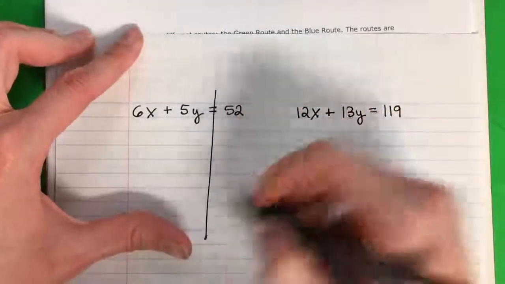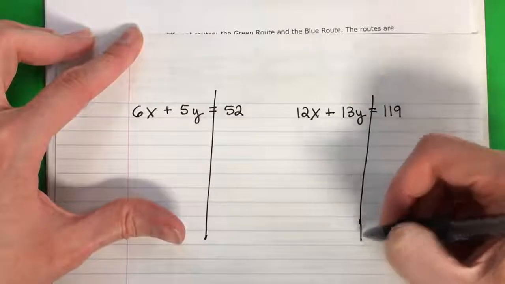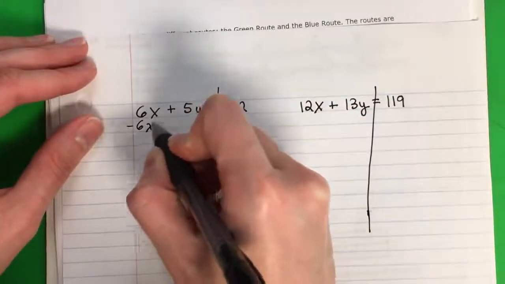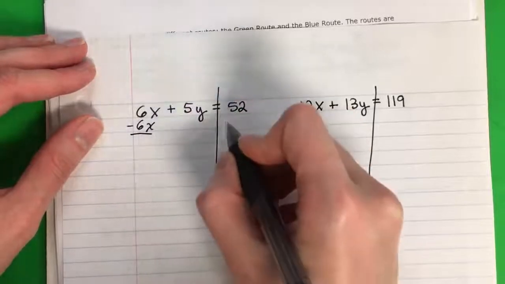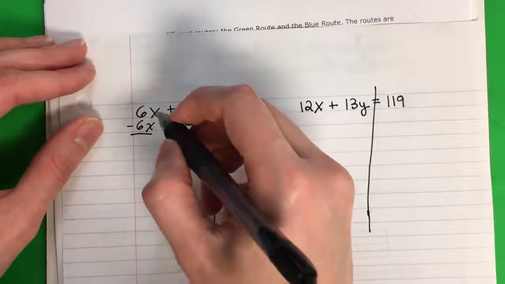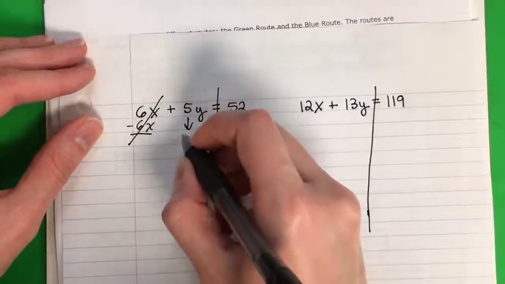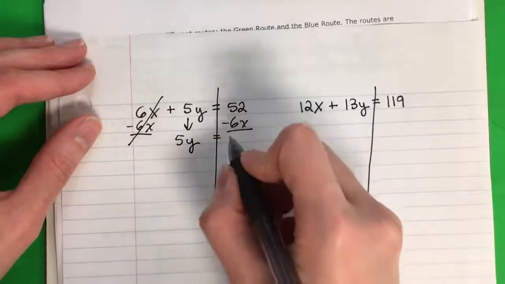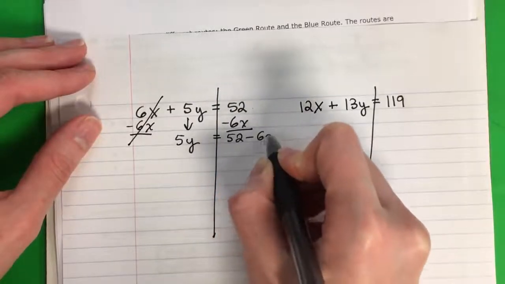I need to solve for Y. I need the Y alone. Going to move the X first, so minus 6X, because it's positive, the opposite is negative. Copy to the other side. 6 minus 6 is 0, it cancels. Copy down 5Y equals. These need to be copied because they are not like terms.